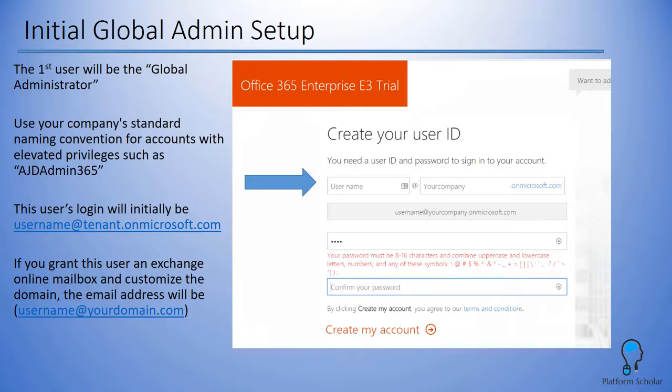The user's login will be the account name at tenant.onmicrosoft.com, but this can be changed later when we add a custom domain. This will also become the account's email address if you plan to issue it a user mailbox. Now, you don't have to, but if you do, it will consume a license which will cost you money once the trial period is over.